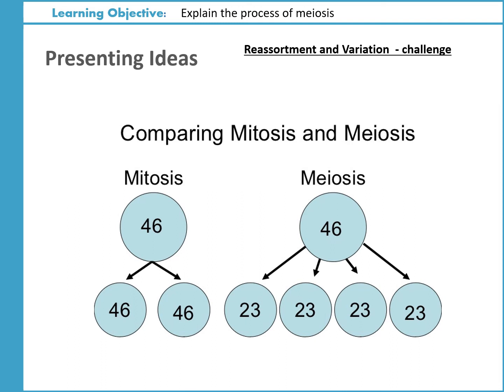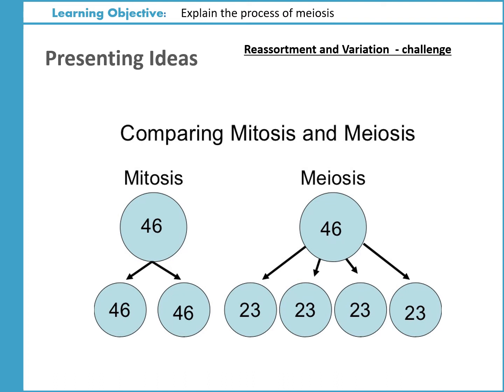Mitosis is used in growth and repair and asexual reproduction. Meiosis is used only to produce gametes in sexual reproduction. When mitosis takes place, there is no variation and the new cells that are produced are identical. In meiosis, there is variation and the new cells that are produced are genetically different to each other.